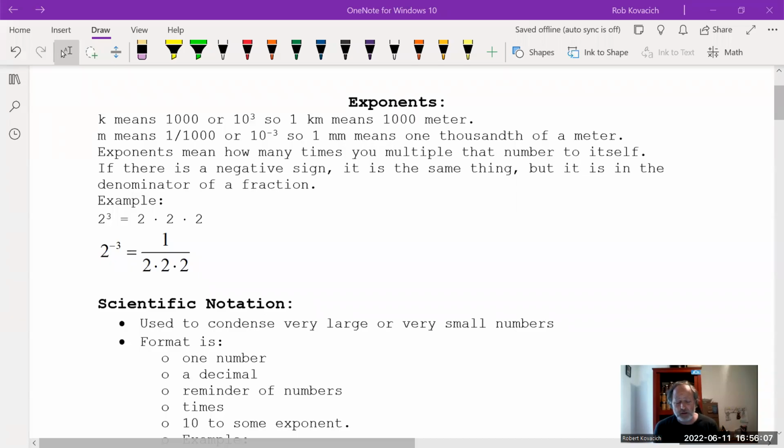Today we're going to be talking about a little bit of math: exponents, scientific notation, significant figures, and a calculation technique I call railroad track. Okay, so we'll start off with exponents.